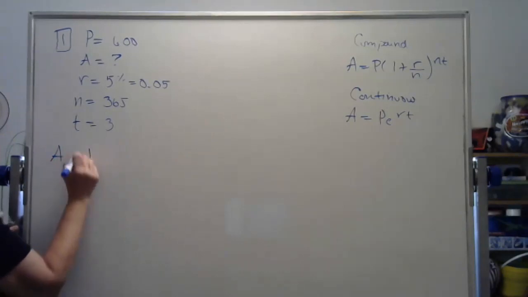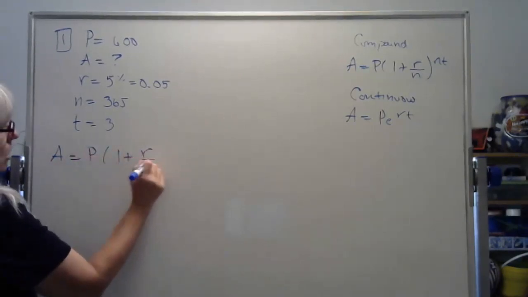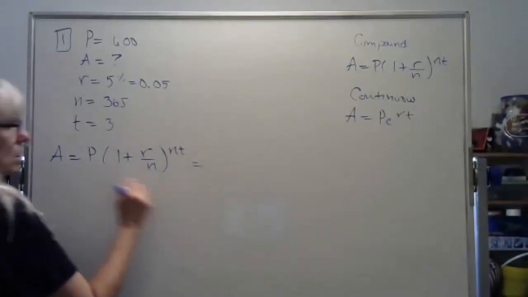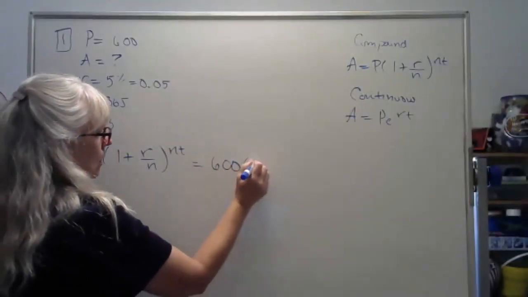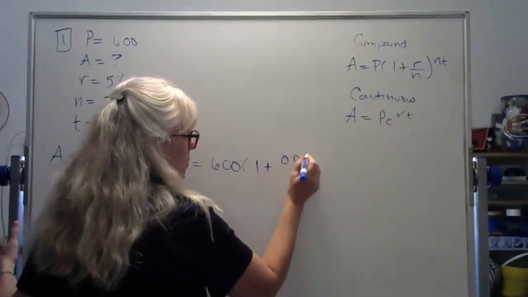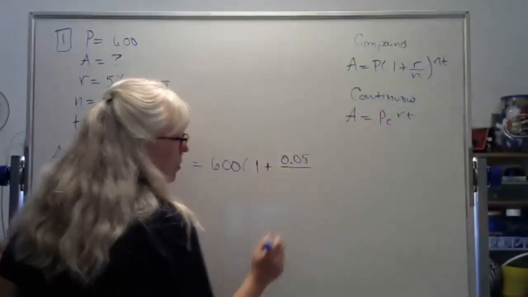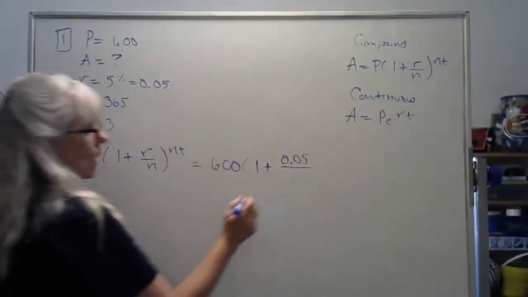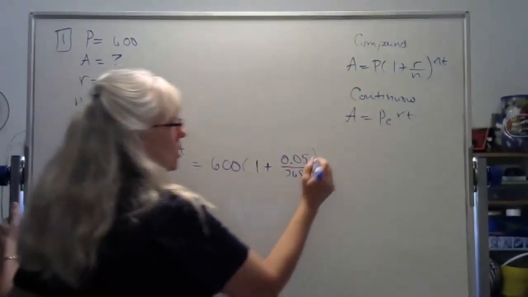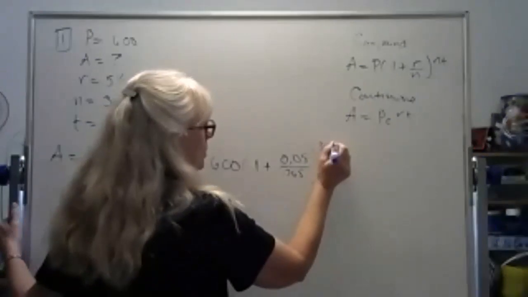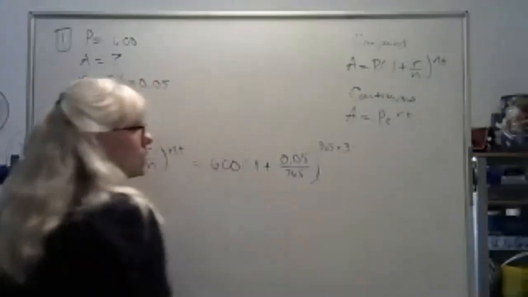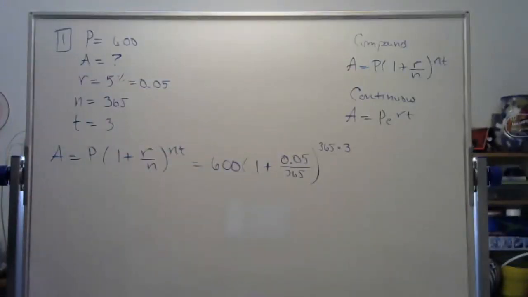So we'll pick up our compound interest formula. A equals P times (1 plus r over n) to the nt. And then we'll start plugging the numbers in. So P we're going to replace with the 600. 1 plus the interest rate we said was 0.05. And notice that as I bring it in, I'm going to keep writing it as that decimal. I will never use it as a percentage. n is 365. And then on the outside of the parenthesis, the exponent is 365 times your time, which is 3. So the exponent sitting out there is 365 times 3.